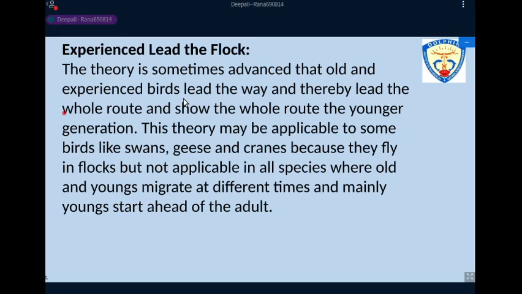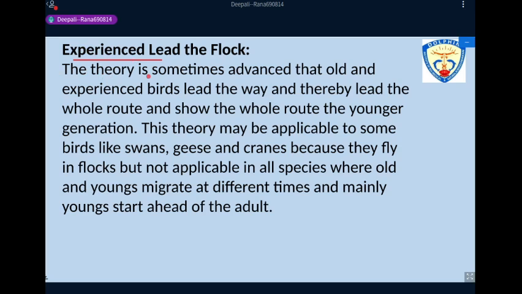What happens in every family? We have an elderly person who is called the experienced one, who gives suggestions and guides each one of us on what process should be followed. Just like that, the experienced birds always lead the flock. These experienced birds give direction, help the younger ones, and give protection to the younger ones and the females of the flock. And this happens in every species.